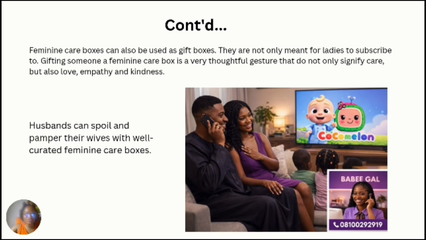So in my illustration, you will see a husband and wife and their children. Their children are watching Cocomelon. Then you can see the husband calling my brand, right? This is my customer service representative. So the husband is calling my representative to order a care box for the wife, and the wife is gushing. She's so happy. She married an intentional man, you see. And the intentional man is shopping from my brand, the baby girl brand, right? So the wife is so happy. So this shows that a feminine care box can do a lot.